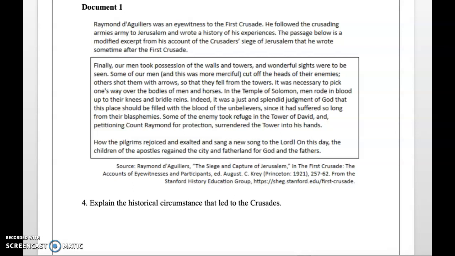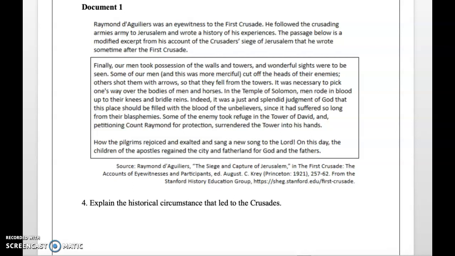He says, "Finally, our men took possession of the walls and towers, and wonderful sights were to be seen." He goes in and talks about specifics. "Some of the enemy took refuge in the Tower of David, and petitioning Count Raymond for protection, surrendered the tower into his hands. This is how the pilgrims rejoiced and exulted and sang a new song to the Lord. On this day, the children of the apostles regained the city and fatherland for God and the fathers." Okay, so that tips us off as to who he's talking about when he says our men and we. All right, so they're regaining the city for the fatherland of God and the fathers.